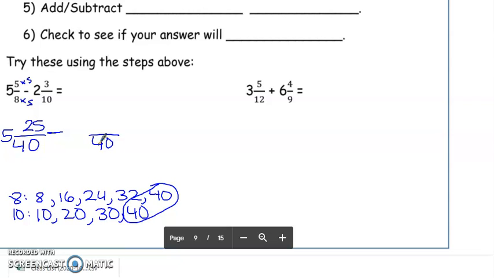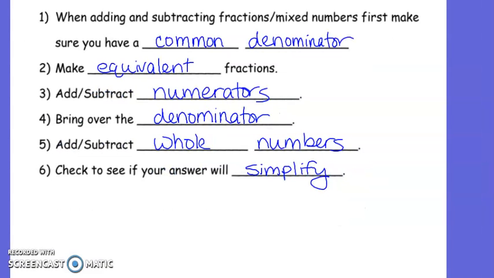Times 4. So I have to multiply the top by 4. Whatever you do to the bottom, you do to the top. That's how you keep it equivalent. 3 times 4, 12. Okay, and my whole number is 2. I don't want to forget that. So now I have my equivalent fractions.